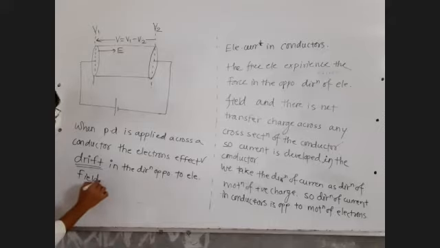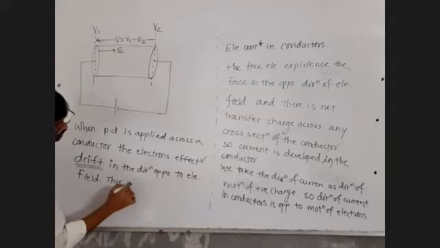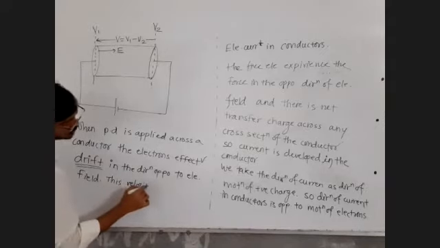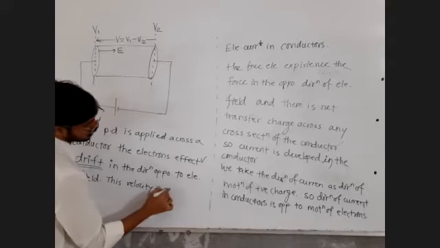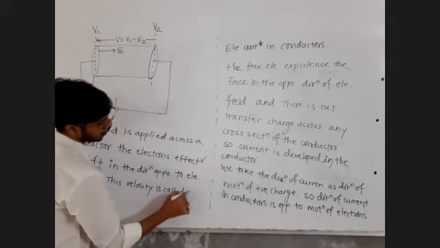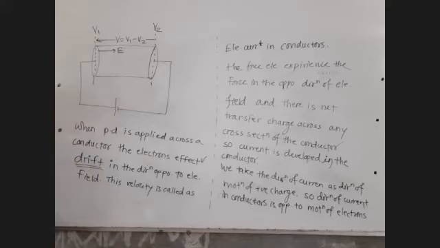This velocity is called drift velocity. Drift, D-R-I-F-T. This velocity is called the drift velocity of electrons.